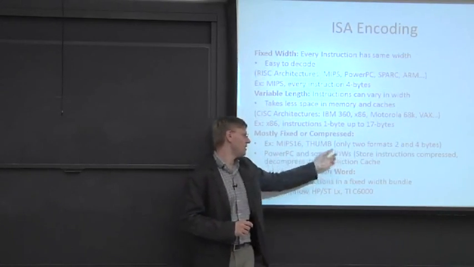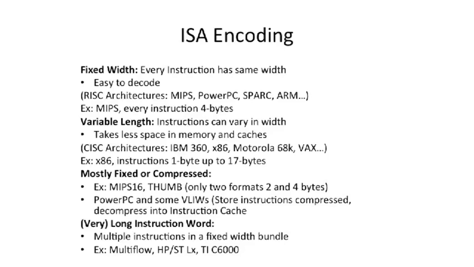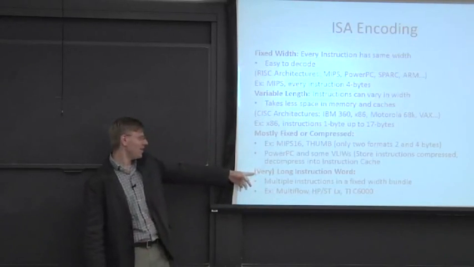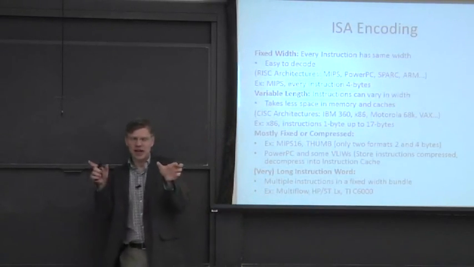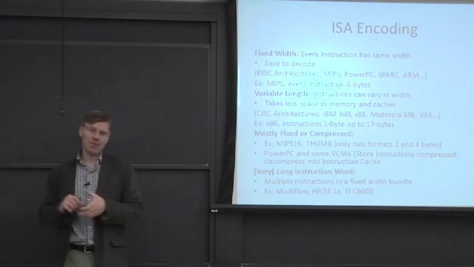If you look at something like PowerPC and some VLIWs, they actually have a compressed format where they will actually store the instructions compressed and decompress them when it ends up in the caches at least. So you can think of some architectures where the code in main memory is small, but then when you get to the cache, maybe it gets expanded when it comes out to the main processor.